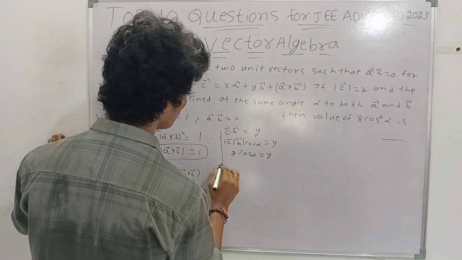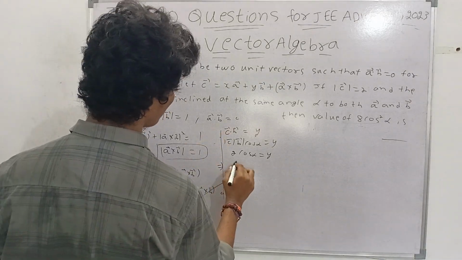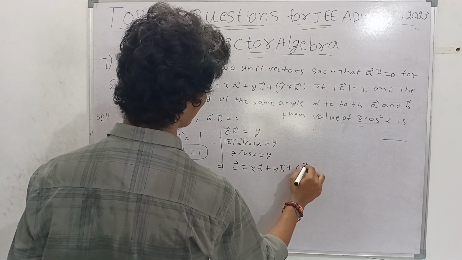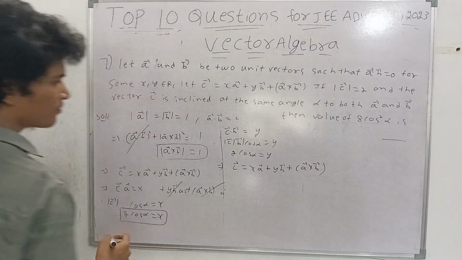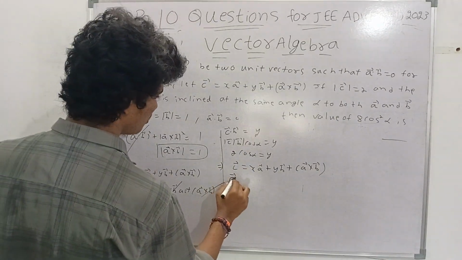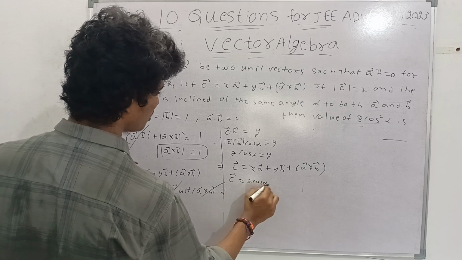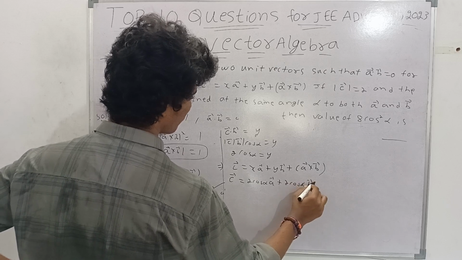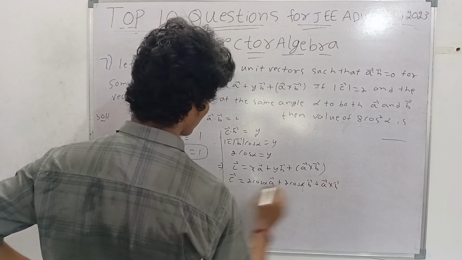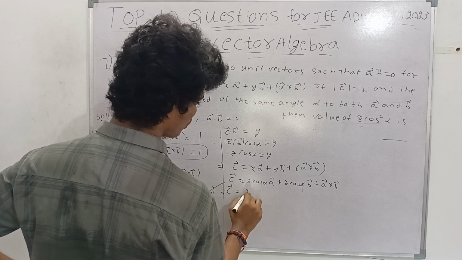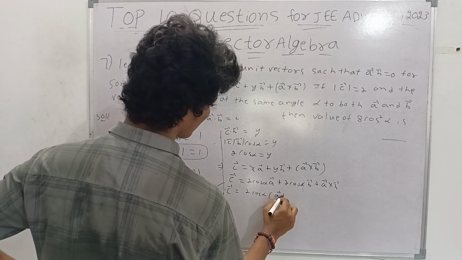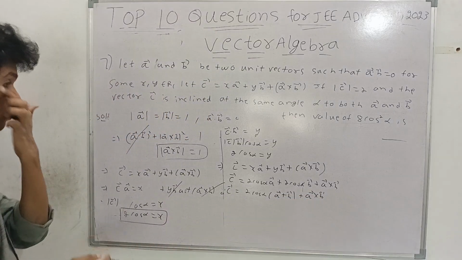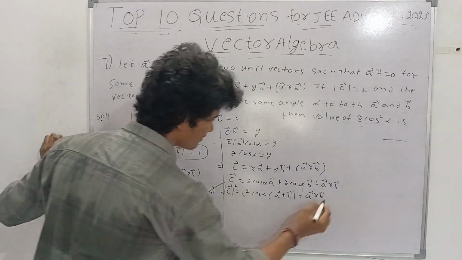Now how can we proceed? We can proceed by taking C vector equals X A vector plus Y B vector plus A vector cross B vector and substitute the values of X and Y. What is X? 2 cos alpha A vector plus what is Y? 2 cos alpha B vector plus A vector cross B vector. C vector equals, here we can take common 2 cos alpha, and here it is A vector plus B vector plus A vector cross B vector. And now we can take the magnitude and square these things.